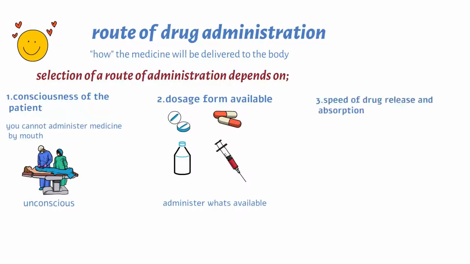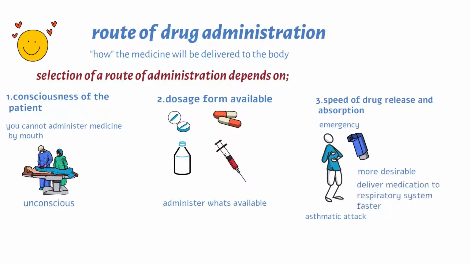We also have the speed of drug release and absorption. For example, in an emergency situation, such as an asthmatic attack, an inhaler is more desirable as it will deliver medication to the respiratory system faster compared to tablets.